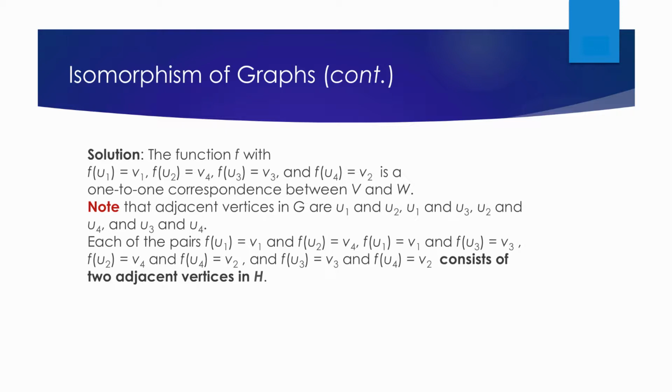To see that this correspondence preserves adjacency, note that the adjacent vertices in G are u1 and u2, u1 and u3, u2 and u4, and u3 and u4. And each of the pairs f(u1) equal to v1 and f(u2) equal to v4, f(u1) equal to v1 and f(u3) equal to v3, f(u2) equal to v4 and f(u4) equal to v2, and finally f(u3) equal to v3 and f(u4) equal to v2 consists of two adjacent vertices in H.